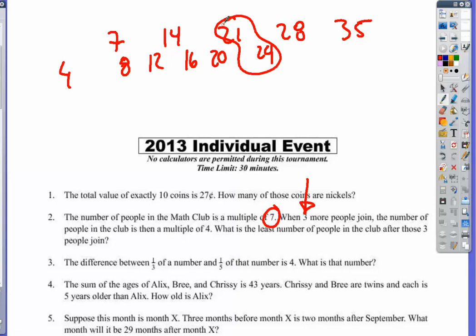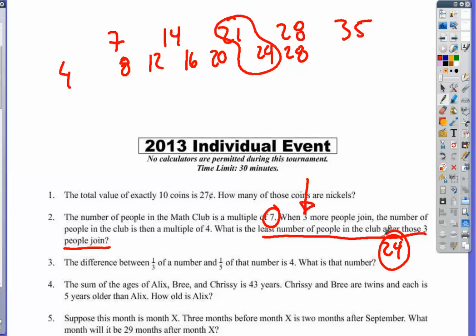Is the difference of these two 3? It is. I could keep going and say then we have 28. And notice how I'm lining them up sequentially, kind of like a number line, which really helps. So anyways, I've noticed that 24 and 21 are 3 apart, and the multiple of 4 is greater by 3. So the question is, what is the least number of people after those 3 join the club? And it is 24.